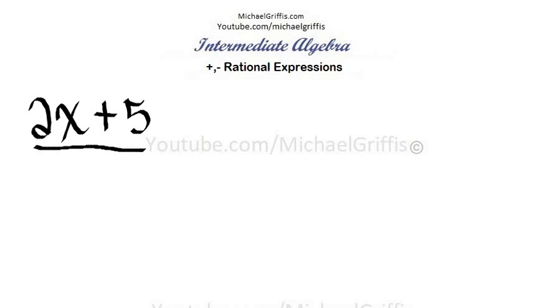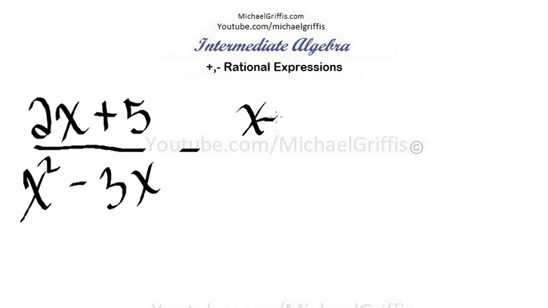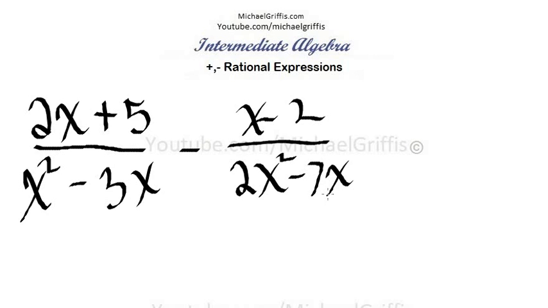Well, we have 2x plus 5. I'll have to write a little smaller. This time, x squared minus 3x down here in the denominator, minus x minus 2, over 2x squared minus 7x plus 3.